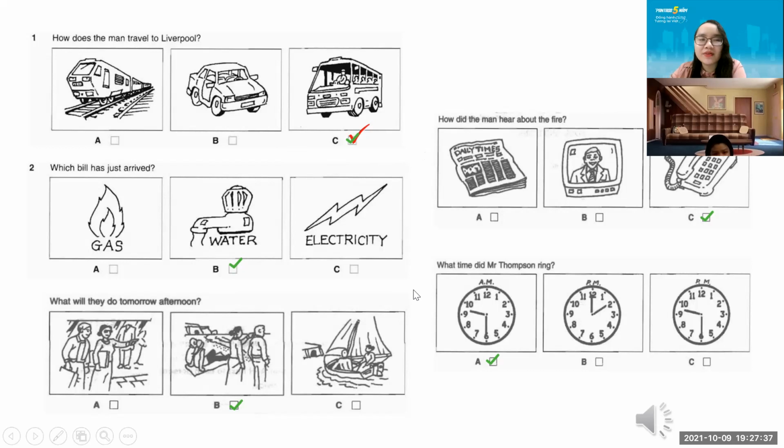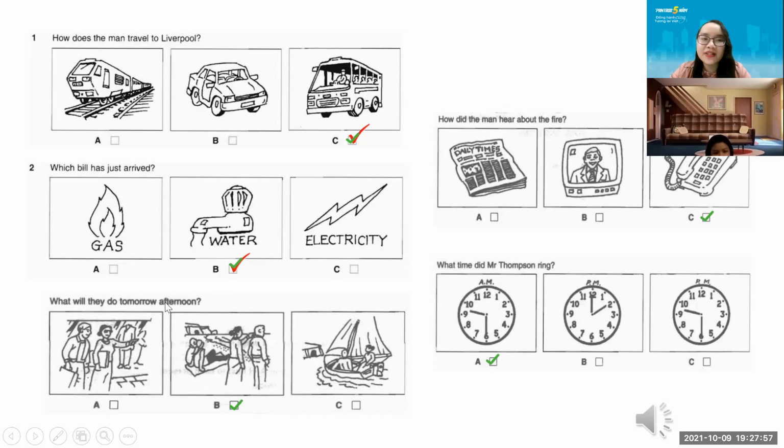Good. Câu số 2, which bill has just arrived? Cái hóa đơn nào vừa mới được gửi đến nhà của người này? Rồi. Đầu tiên thì mình sẽ nghe đó là electricity bill, nhưng mà cô chủ nhà đã nói là không phải rồi. Thực ra nó là hóa đơn tiền nước. Okay, correct answer, very good.